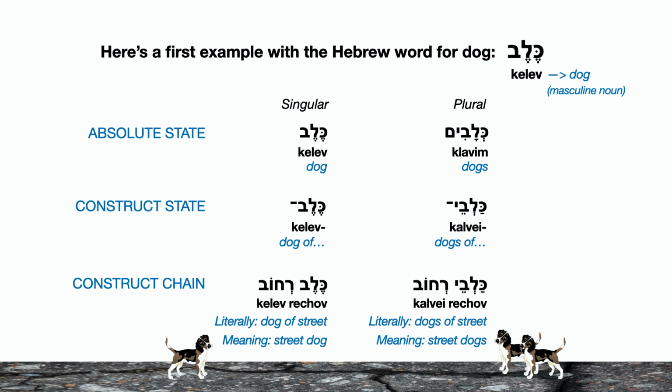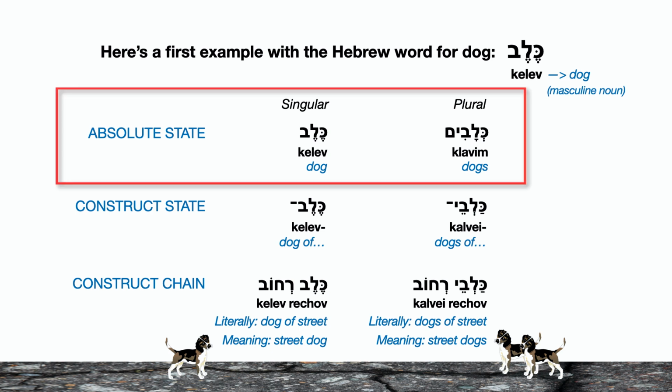Here's a first example with the Hebrew word for dog, kelev. Kelev is a masculine noun which means dog. In its absolute state, in the singular form, dog is kelev in Hebrew. And if you want to say dogs, we say klavim. Klavim, dogs. Kelev, dog.